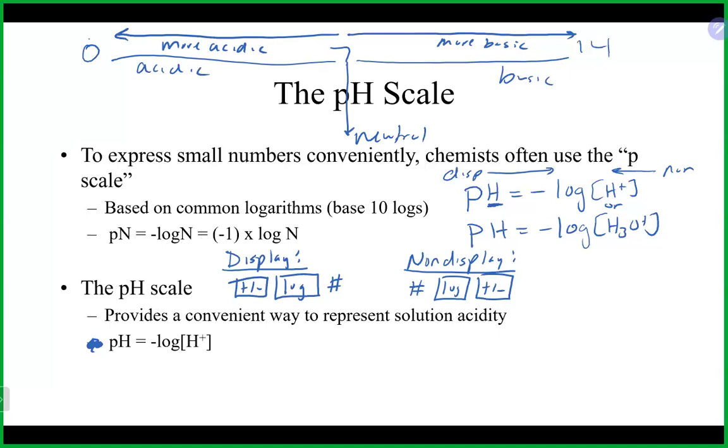How do you know if you have a display calculator or a non-display calculator? Pretty much hit the log button. If you hit the log button on your calculator and it says log on the screen, congratulations, you have a display calculator. If you hit the log button and you get an error message, you have a non-display calculator. So that's a quick way to know which one you should do, just by hitting the log button. So we use the pH to help us determine if a solution is acidic, basic, or neutral. And again, this is another way we could do that.